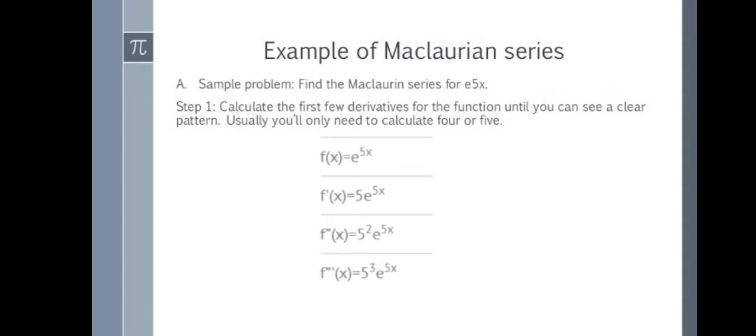Example of Maclaurin series. A sample problem. Find the Maclaurin series of e power 5x. Step 1. Calculate the first few derivatives of the function until you can see a clear pattern. Usually you will only need to calculate 4 or 5. f of x equals e power 5x, f dash of x equals 5 e power 5x, f double dash of x equals 25 e power 5x, and then so on.